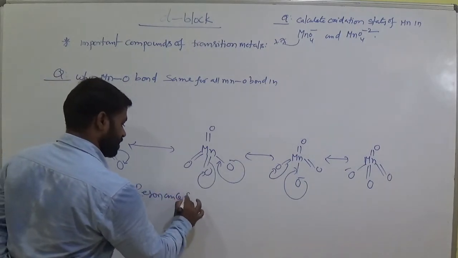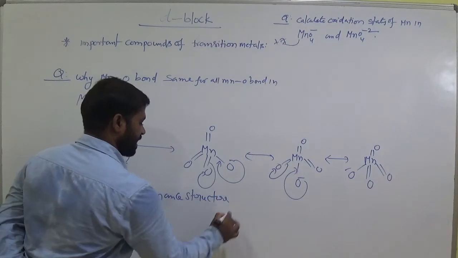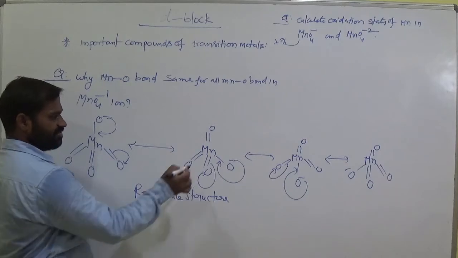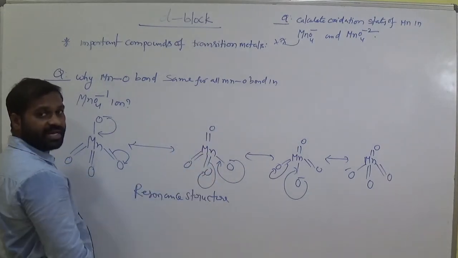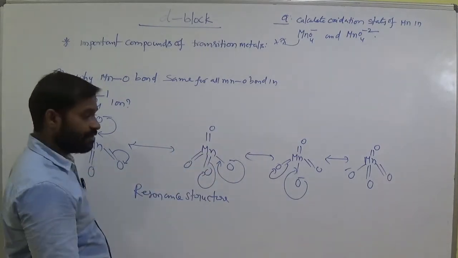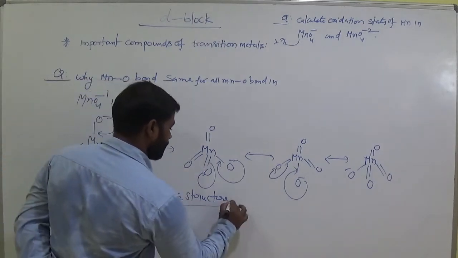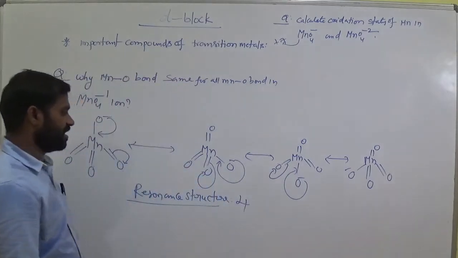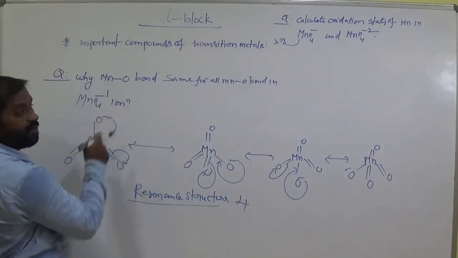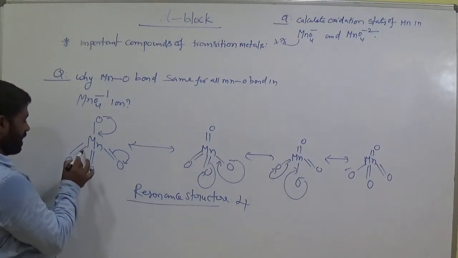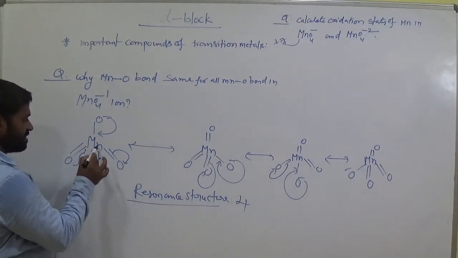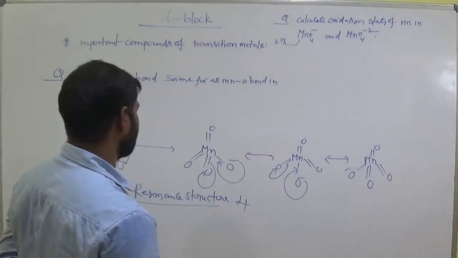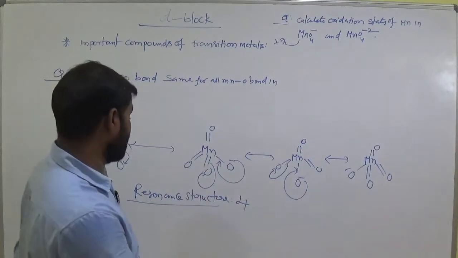Resonance structures, or canonical forms, we also call them. The minus charge migrates one by one like this. This double bond is called a pi bond here. The total number of resonance structures in the manganate ion is clearly 4, am I right? Four resonance structures. So now my question is why the Mn-O bond length is the same for all. There is no change in the bond length. So what is the reason for maintaining the same bond length? Due to the resonance structures.